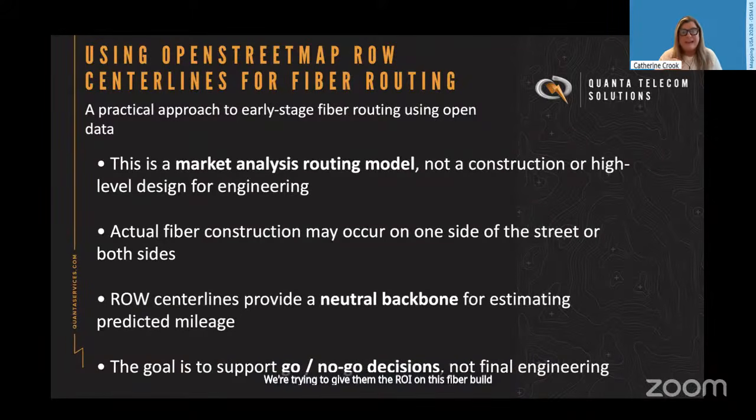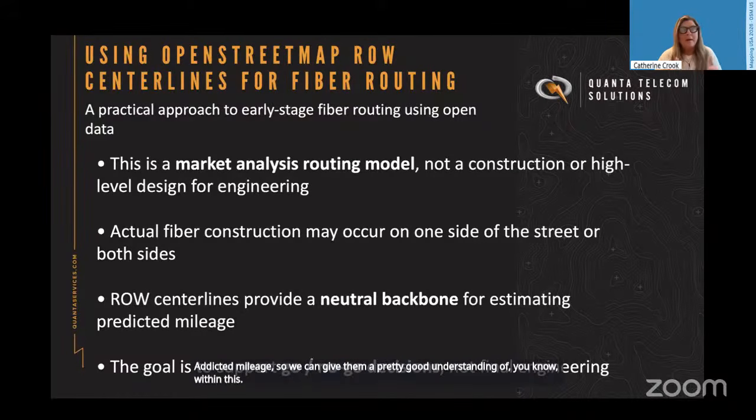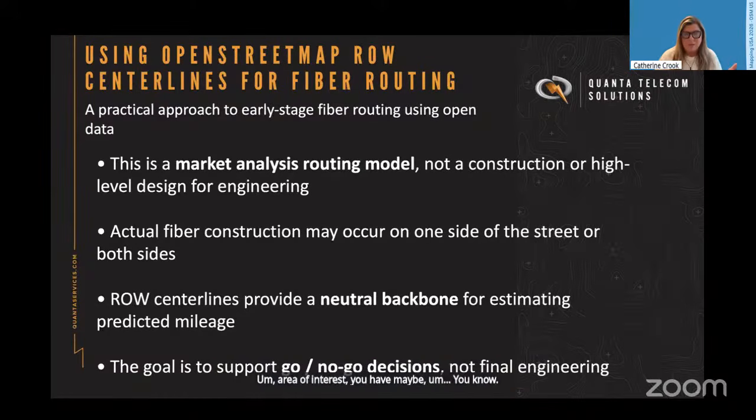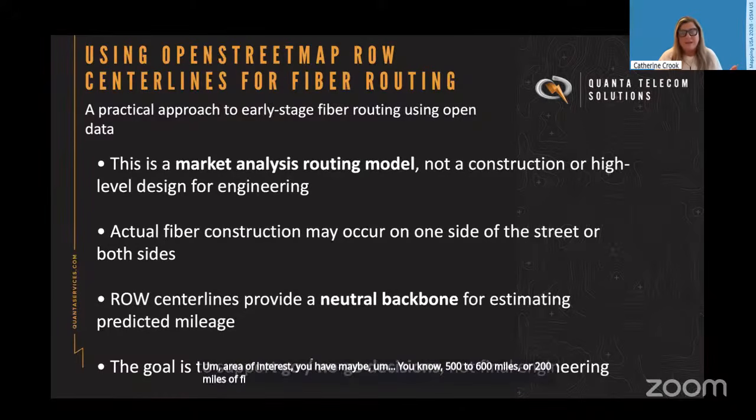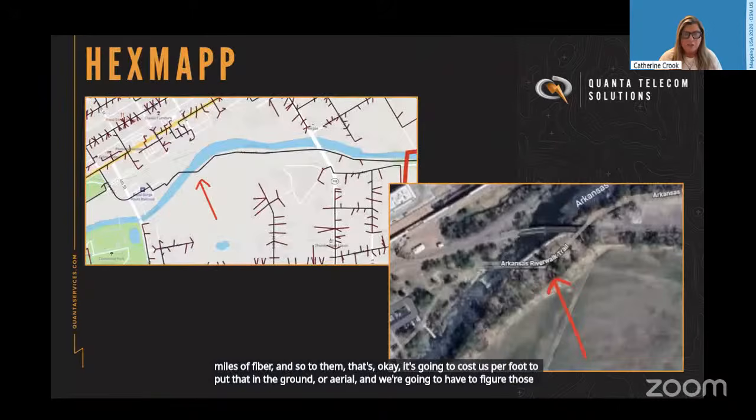The center lines provide a natural and neutral backbone for estimating predicted mileage. So we can give them a pretty good understanding of, within this area of interest, you have maybe 500 to 600 miles or 200 miles of fiber. And to them, that's okay, it's going to cost us per foot to put that in the ground or aerial, and we're going to have to figure those costs out, which we do.